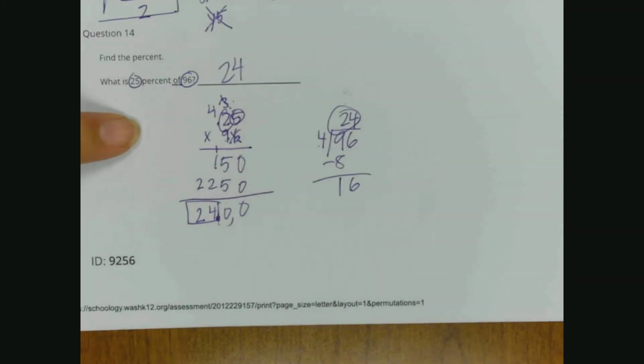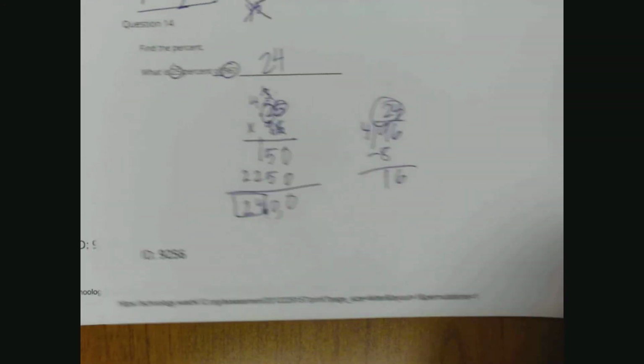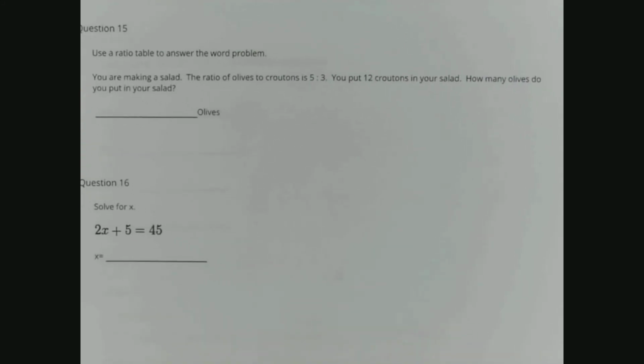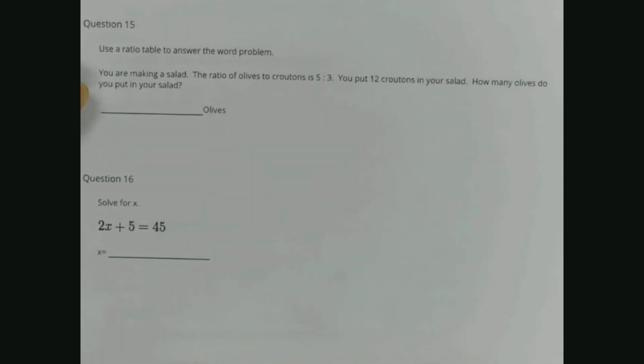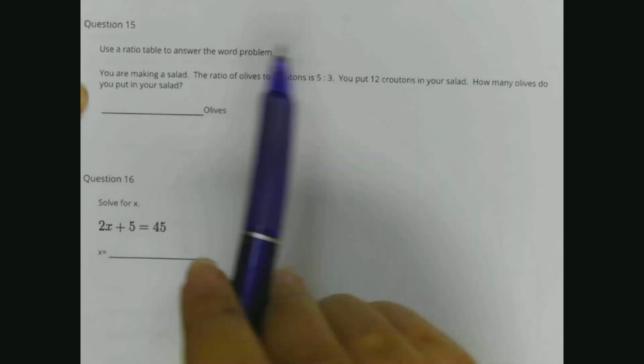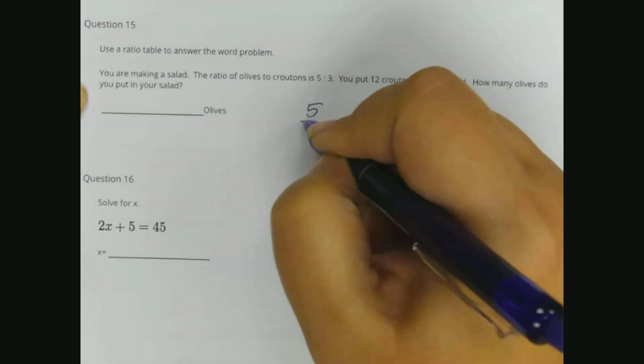Okay, question 15 says use a ratio table to answer the word problem. I don't really care if you use a ratio table. It says you're making a salad. The ratio of olives to croutons is 5:3.